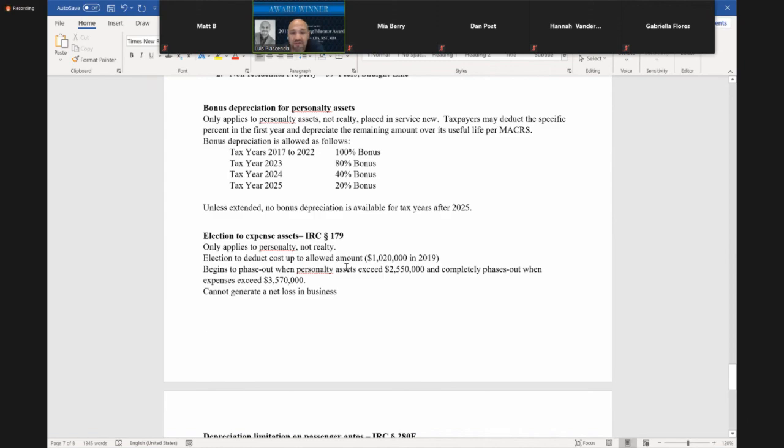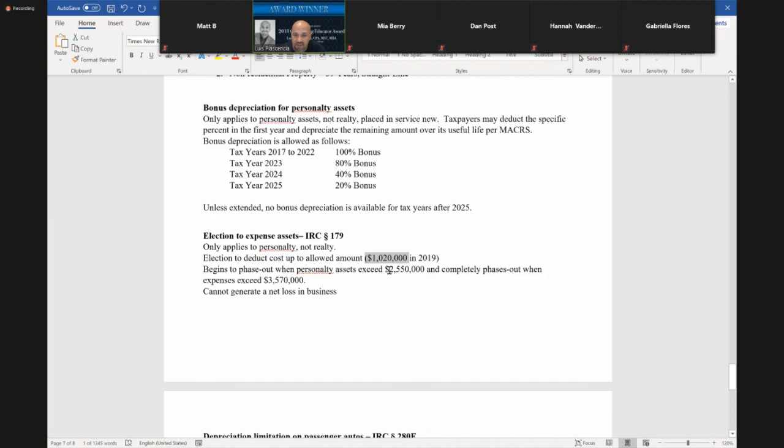It starts to phase out dollar for dollar when it exceeds $2,550,000. It completely phases out at $3,570,000. By the way, somebody do the math real quick. The difference between these two numbers should be the 1,020,000. There's really no way around it. You know how we did when we talked about the startup expenses, if it's in excess of $50,000, you don't deduct $5,000, it gets reduced dollar for dollar by that amount. Same principle applies here, except the thresholds are higher.